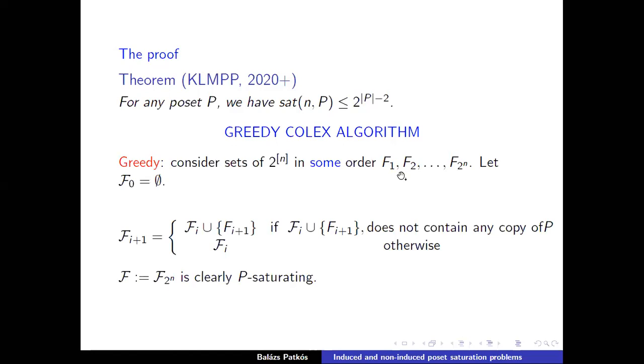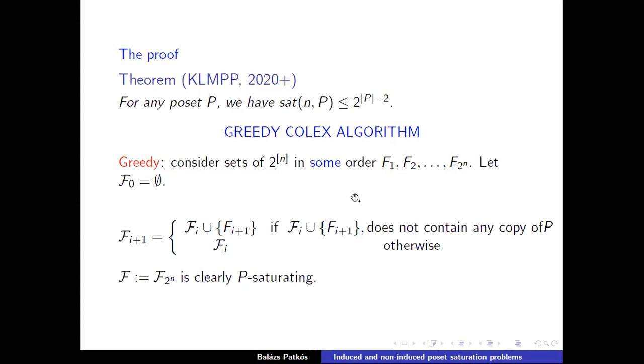If the underlying set has size n, then there are 2 to the n of them. So we have some order, and for the subsets F_1, F_2, and so on up to F_{2^n}, we set our family at the beginning to be empty, and then we treat the subsets one by one. We want to add them unless, of course, they create a copy of P, because what we are aiming at is to create a P-saturating family, meaning that it shouldn't contain any copy of P, but with adding a new subset, there should always be a copy of P created.